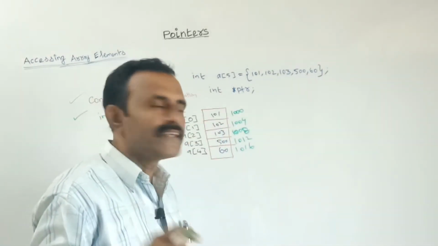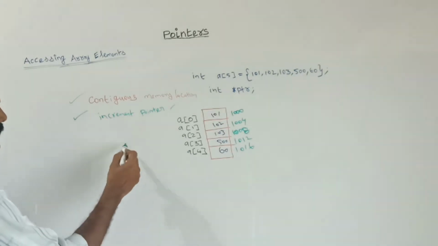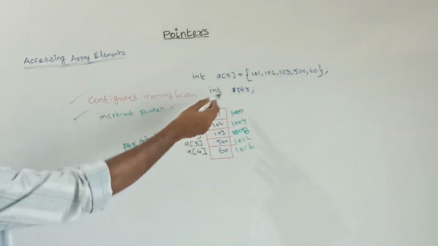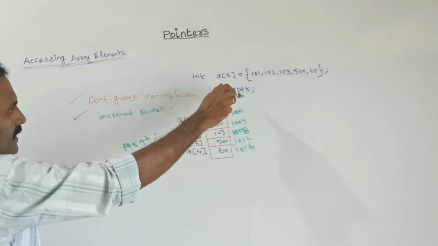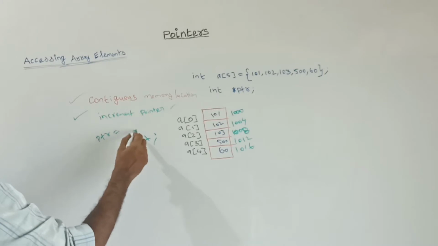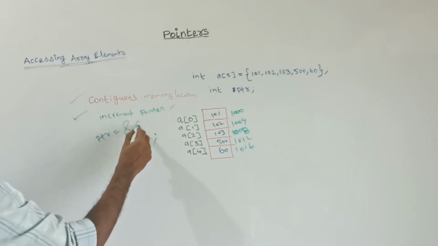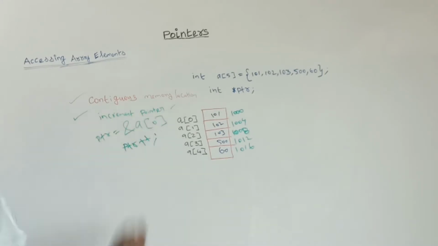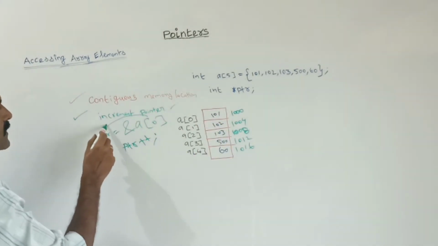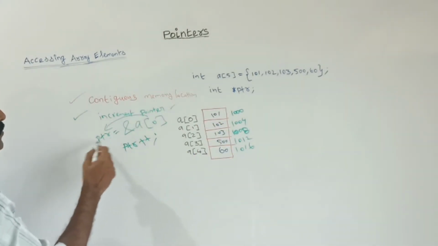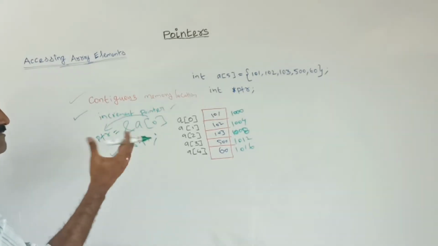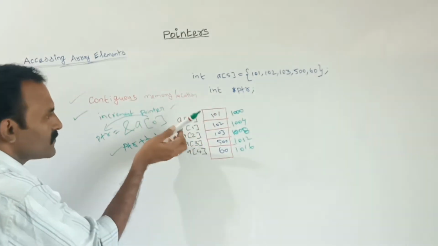If you are incrementing this with ptr plus plus, before that we should initialize the address for this pointer variable. Suppose I initialize ptr equal to the address of a of 0th position, so this is the starting address. The starting address is 1000, and this 1000 we stored to ptr. Suppose I increment this pointer variable, then what will be the value? It will be 1004.